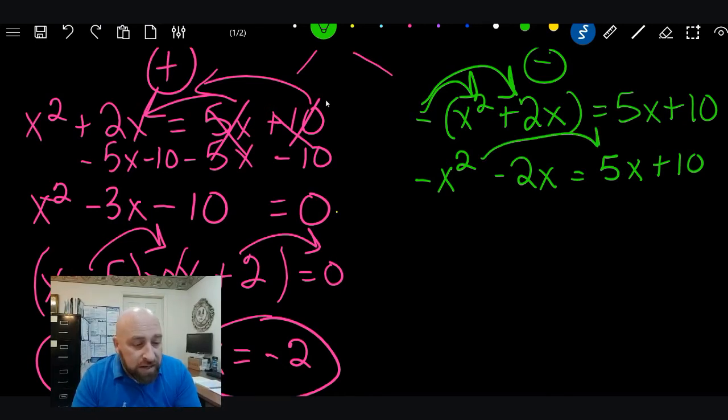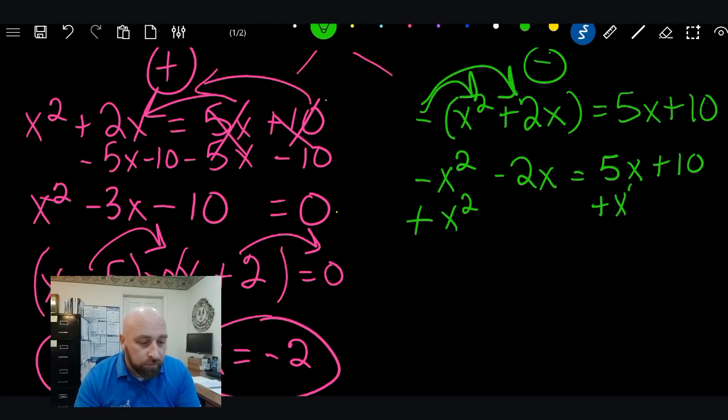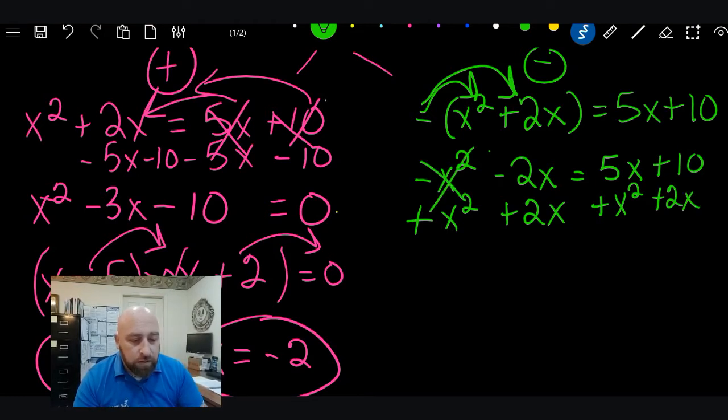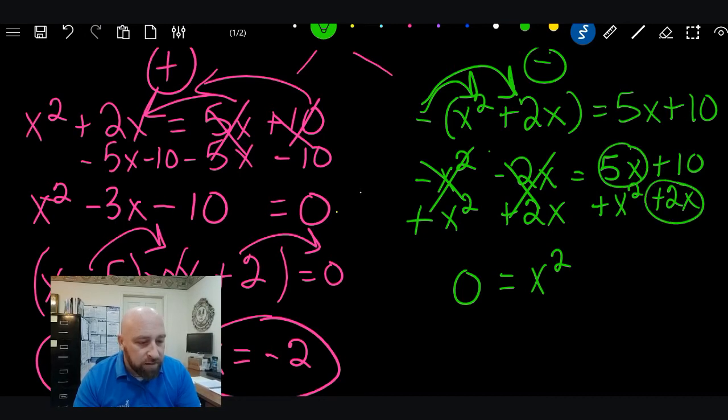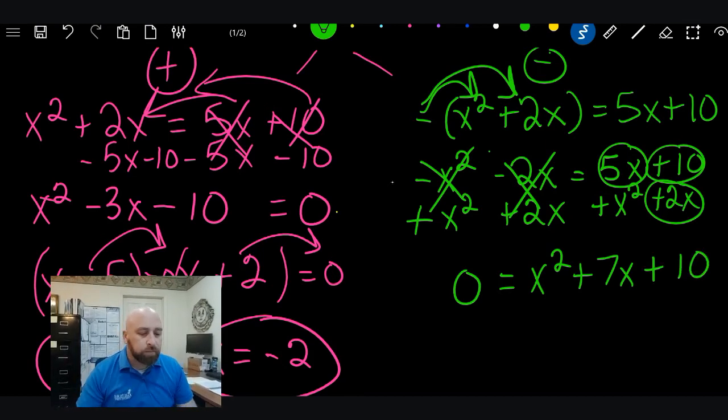What if I just take this over here? Well, then it becomes a positive x squared over there. And then we're going to add 2x to both sides. Okay, so that's going to cancel, that's going to cancel, and I am going to end up with 0 equals, and there's our positive x squared. We had a 5x and a 2x, so that's 7x, and then there's our 10 plus 10.